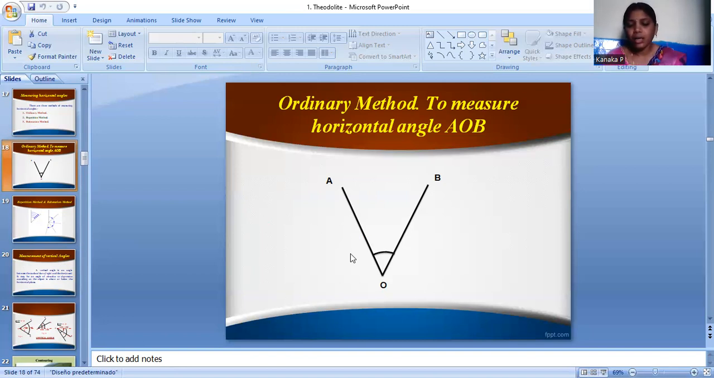Last point: the face left and face right observations eliminate any possible error due to imperfect adjustments of the instrument. This is called the ordinary method.